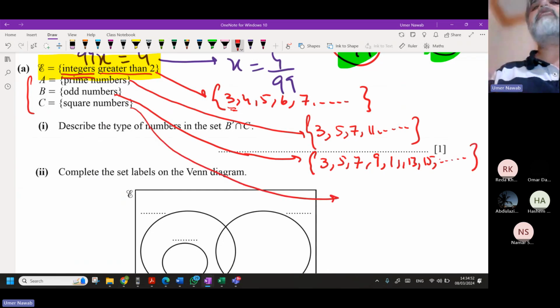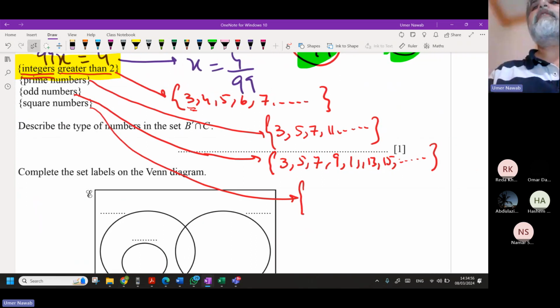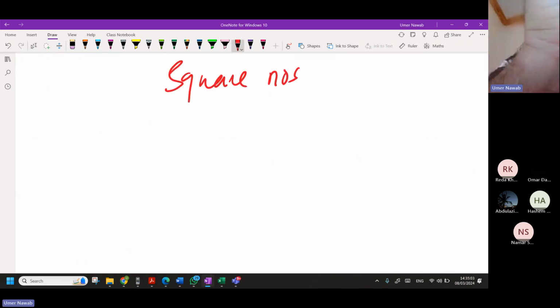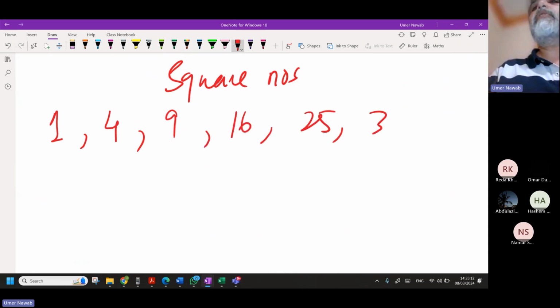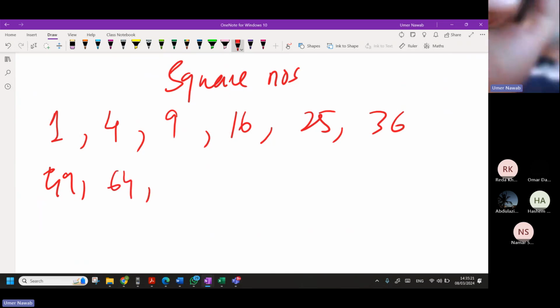Then he is saying square numbers, guys. Let me write some square numbers for you. It's very important. Famous square numbers are 1, because 1 squared is equal to 1. 2 squared is 4, so 4 is a square number. 3 squared is 9, 9 is a square number. 16 is a square number. 25 is a square number. 36, because it is equal to 6 squared, is a square number. 49 is a square number. Then after that, we have 64, then 81.